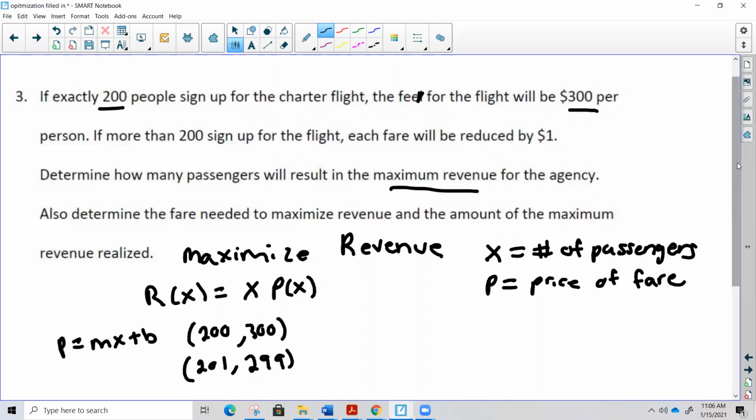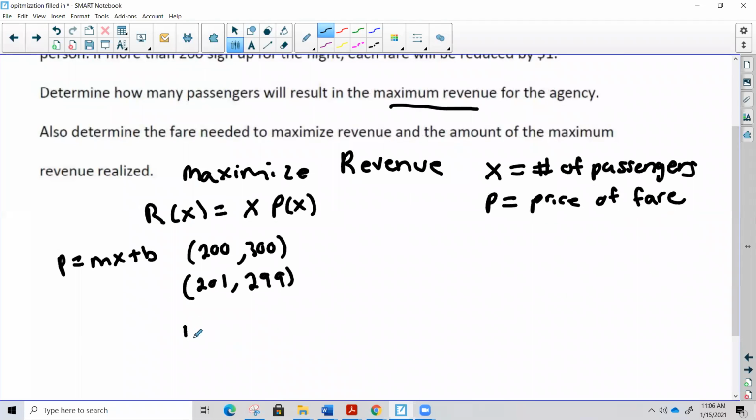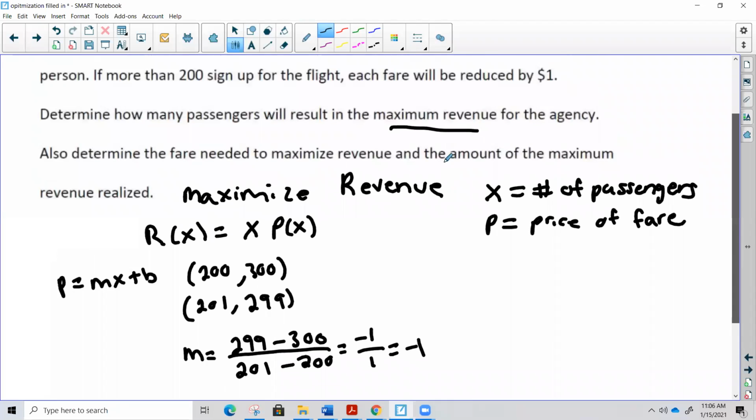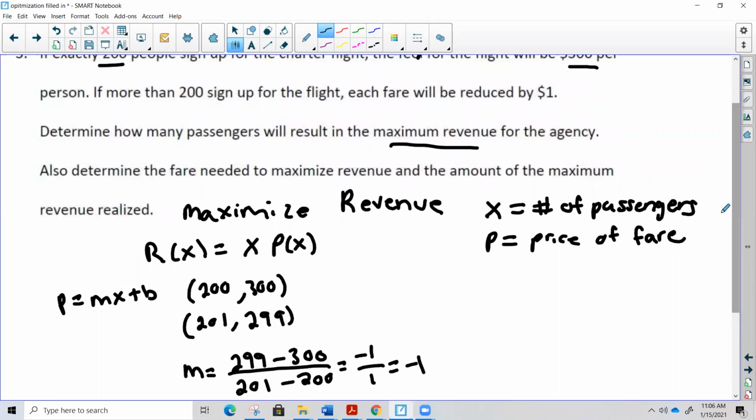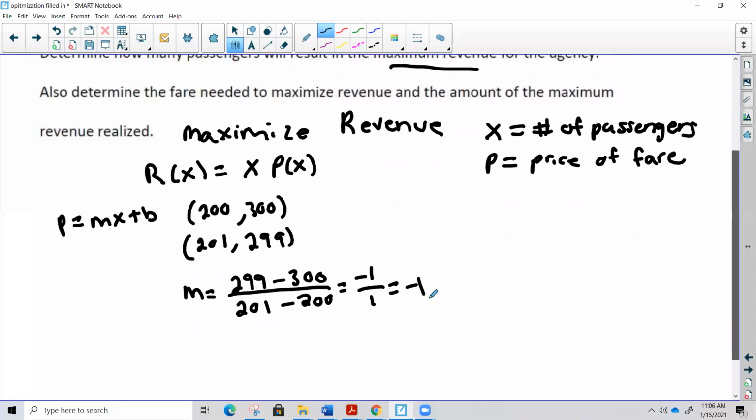So using those points, I can find my slope using the slope formula. So I would do my y2, or in this case, p2 minus the y1, which is actually p1 in this case, over x2 minus x1. And so I get -1 over 1, which is -1. Okay, so again, we know the fare is reducing by $1 for each additional person. So that's why it would be -1.